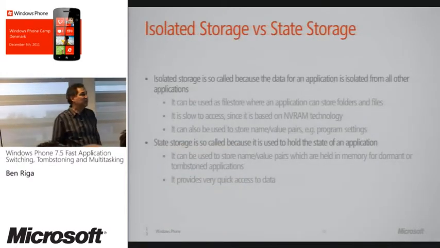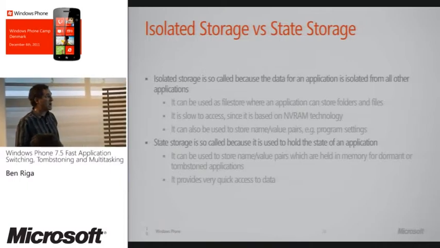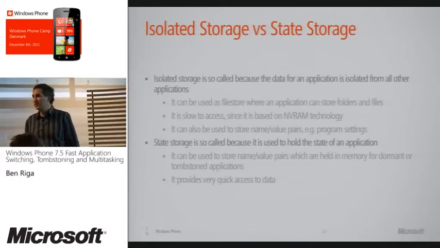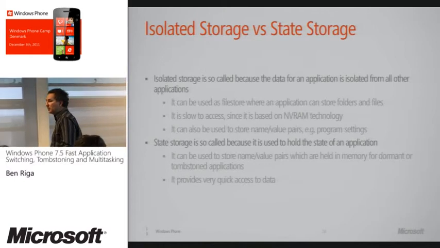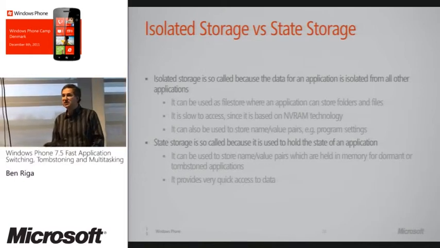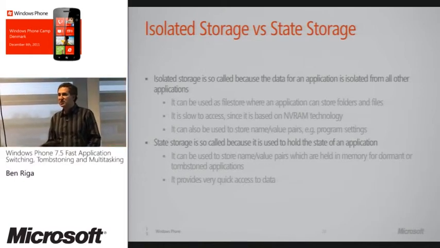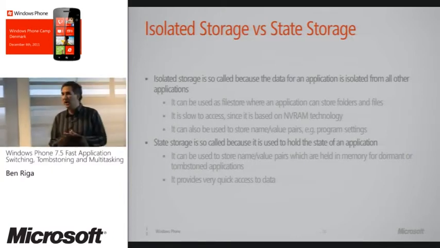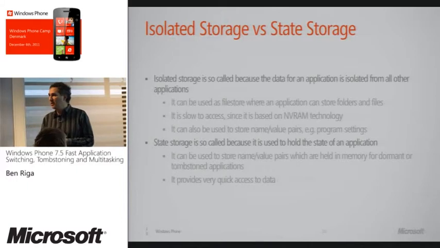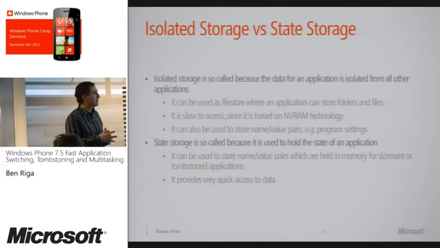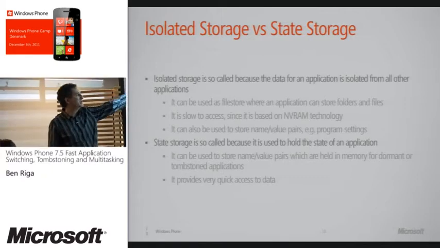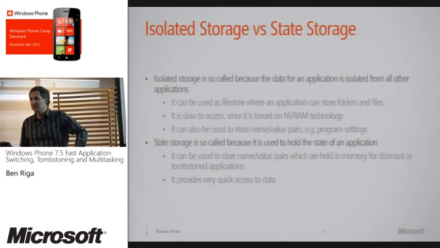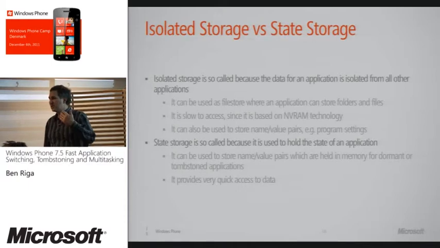So there's two different kinds of storage. There's isolated storage and there's state storage. You should take advantage of both. Isolated storage, as it sounds, is actually saving to the equivalent of disk, so it's a little bit slower, but it's permanent and it's there when your app launches. It will always be there as long as you leave it there. But it's slow, right? It's using NVRAM technology, so think of it as disk versus staying in memory.